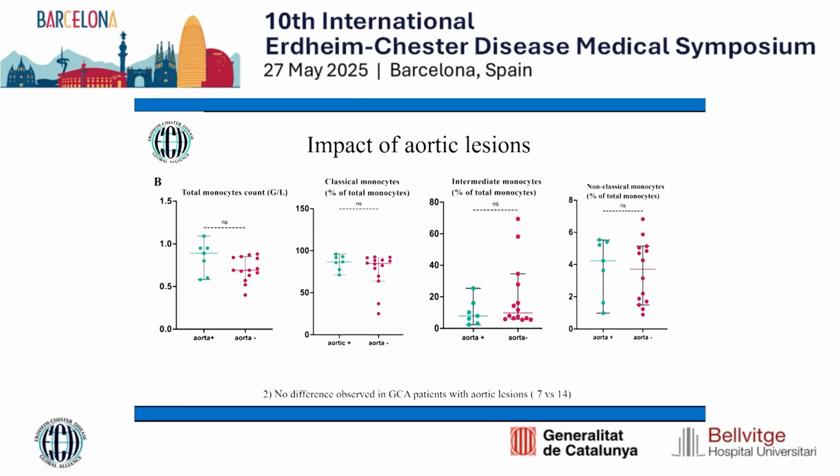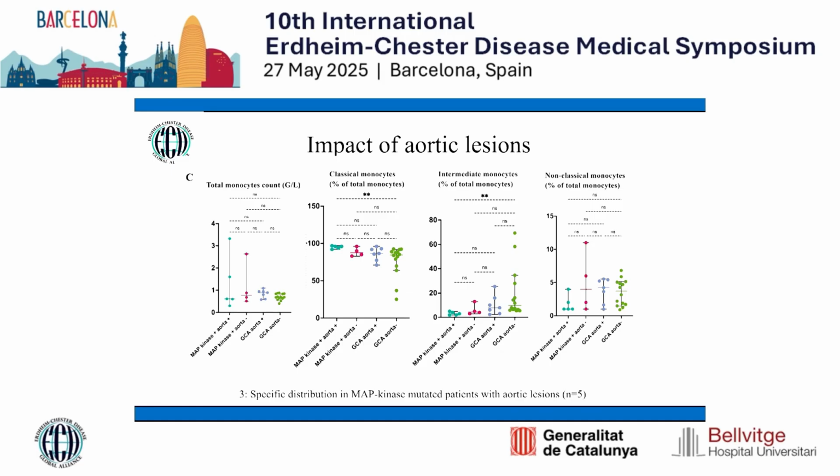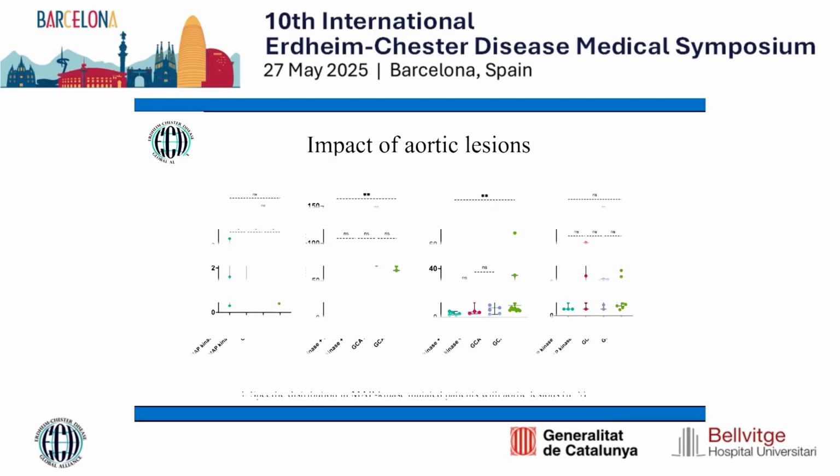We looked at the difference in patients with GCA with and without aortic lesion, and there was no difference. And then we tried to analyze if there was an impact of a specific MAPK-kinase mutation in patients with aortic lesion, but here there is a difference compared to patients with GCA without aortic lesion, but there were only 5 patients, so I think we cannot conclude on that.